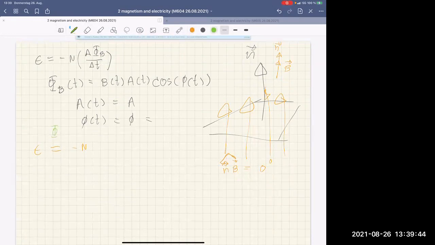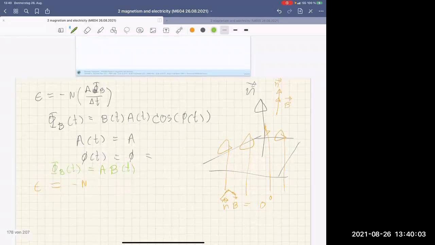Phi B will be A and B, only B, the magnetic field that depends on time. We will simply substitute this into this expression: phi final minus phi initial. That's the natural way in physics, observation of two situations. The final situation is going to be the second one.